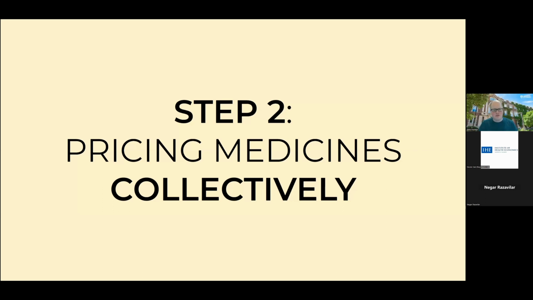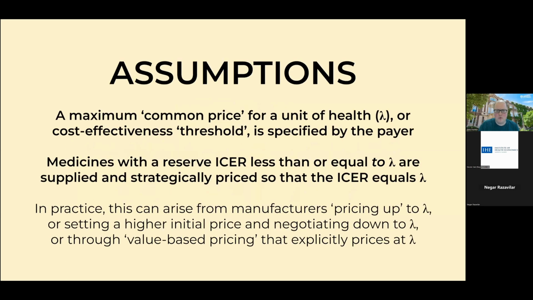Okay, I'm now going to move on to step 2, which is pricing medicines collectively. And this is my favorite part of the paper because it's where we start to bring in a bit of the strategic behavior you would expect to see in practice when pricing medicines. So we're going to assume that the payer specifies publicly and transparently a maximum common price for a unit of health, lambda. You could call this a cost effectiveness threshold if you like, although a lot of people don't like that language. So this is a common price for a unit of health. Every QALY that is provided by the medicine, the payer will pay that common price. Okay, and if you don't like the QALY, well, you can replace it with any other unit of health. The framework will still apply, regardless of the unit of health.